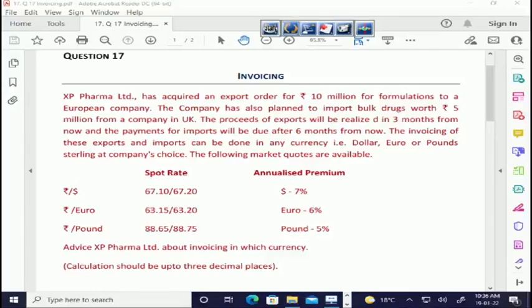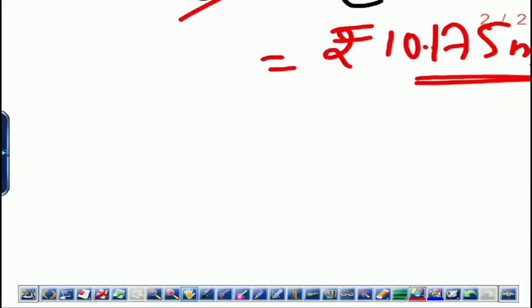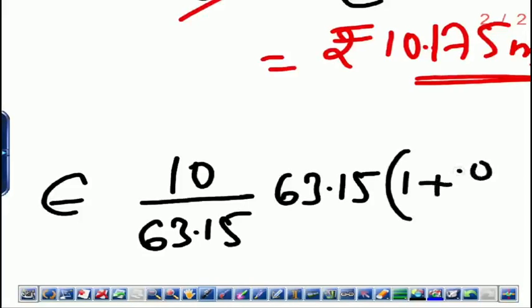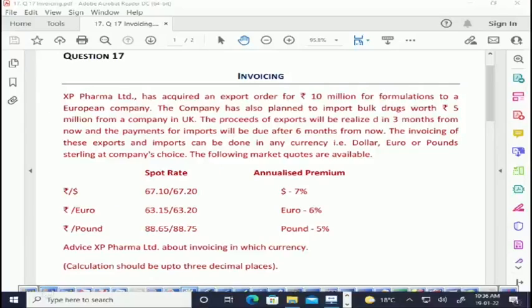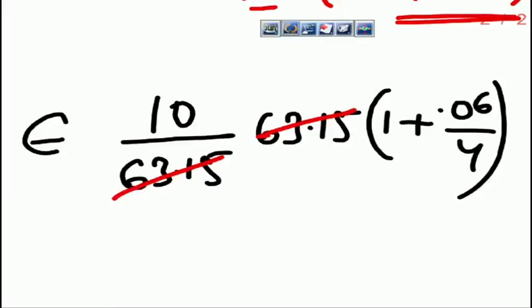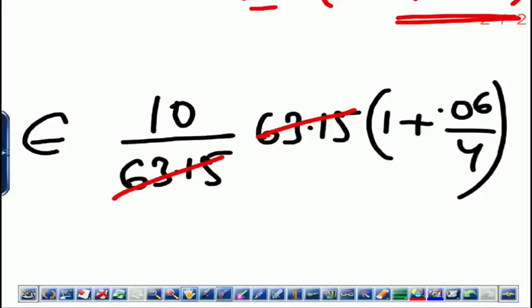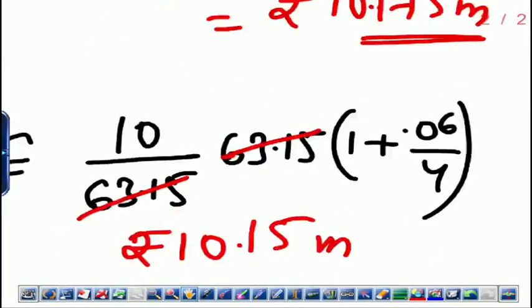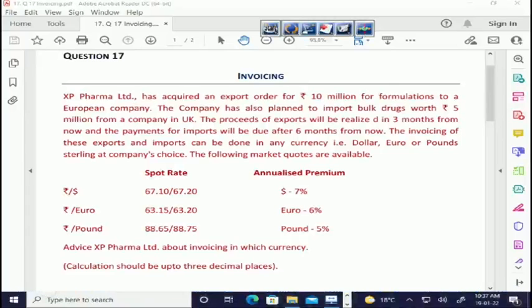Euro invoicing. If I do the euro invoicing, 10 million divided by 63.15, that's the spot rate, into 63.15 bracket 1 plus 0.06 by 4. So basically the spot rate cancels. I'm just cross checking: 63.15, yes, 6%. So 10 million into 1 plus 0.06 by 4 is 10.15 million. Rupees 10.15 million, obviously lower. Here we had 10.175.